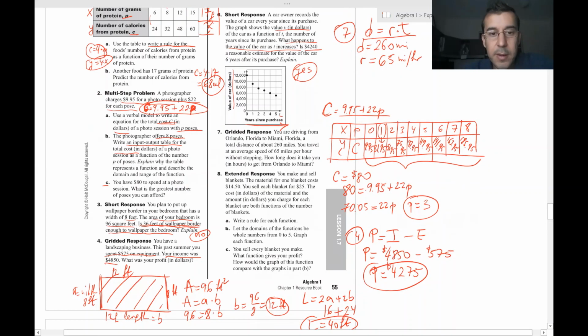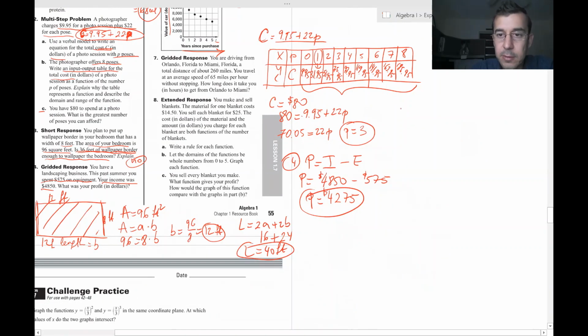Number 8, extended response. You make and sell blankets. The material for one blanket costs $14.50. You sell each blanket for $25. The cost in dollars of the material and the amount in dollars you charge for each blanket are both functions of the number of blankets. Okay, so let's do it here. That's the number 8 right here.